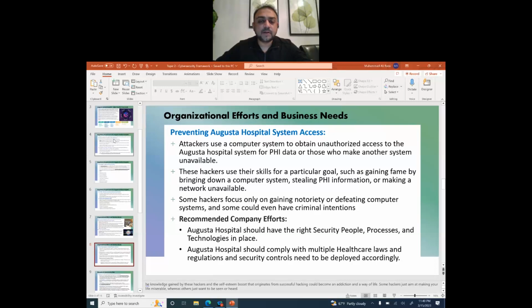So that's what the recommended company efforts are. We should have the right security people, the right processes, and the right security technologies in place to control these kinds of activities in our infrastructure, network, and application services. And we should comply with all of the healthcare laws and regulations. So that's how security controls will be deployed accordingly.